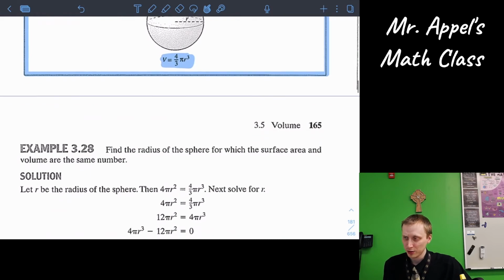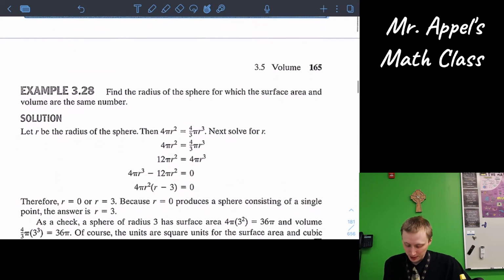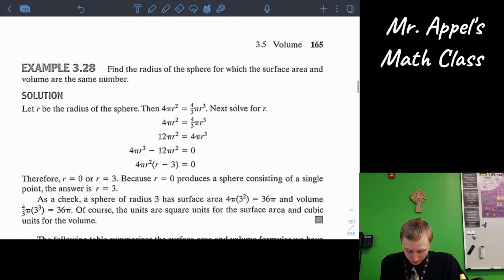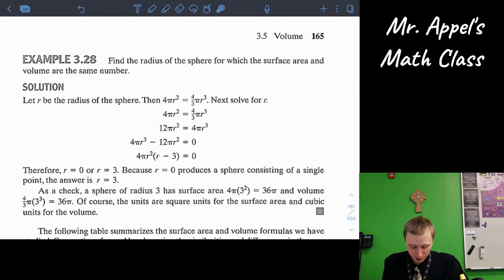All right, let's try an example. Find the radius of a sphere for which the surface area and volume are the same number. Ooh, a little tricky there. Let's set up an equation. Let r be the radius of the sphere, then 4 pi r squared, the surface area, equals 4/3 pi r cubed. Now we solve for r.